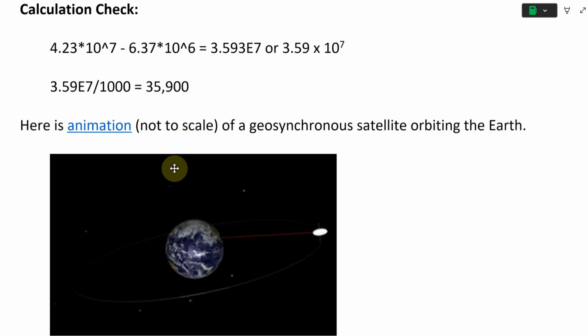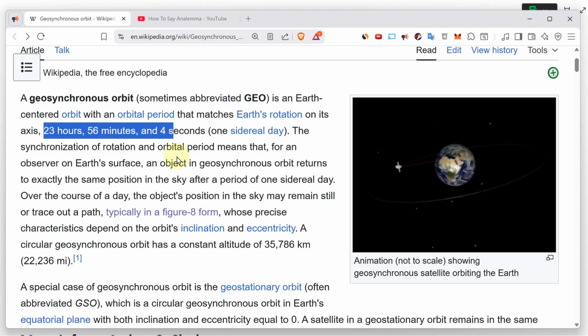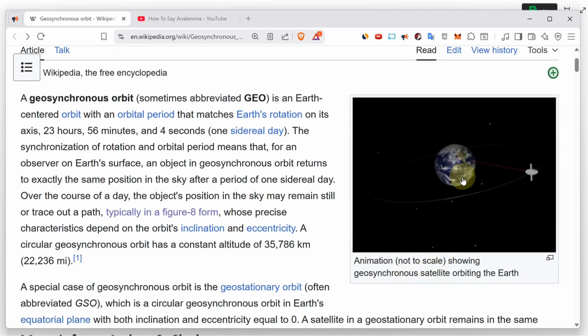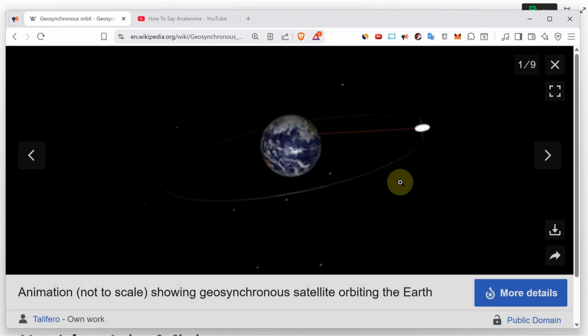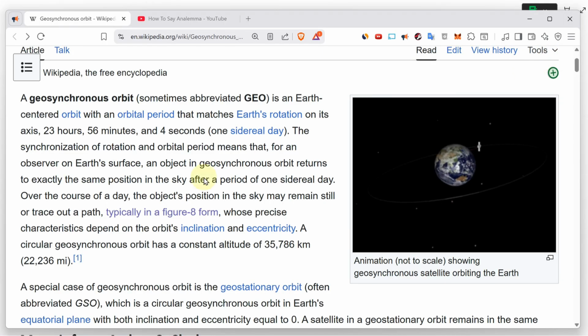All right, here I quickly added an animation from Wikipedia. So here's an animation, not to scale, of a geosynchronous satellite orbiting the Earth. If I click that, I already have it open. Geosynchronous orbit on Wikipedia, and here's the animation showing a geosynchronous satellite orbiting the Earth. So there it is. It looks like that, and it's going around, basically following along the Earth's rotation, and it's always going to be pointing around this point on the equator there.